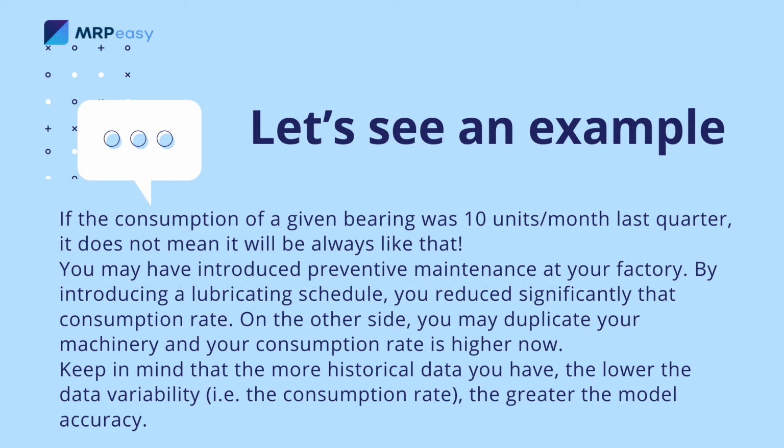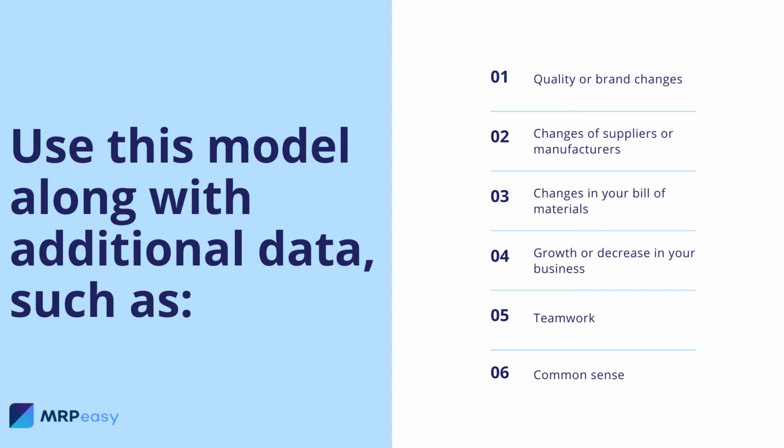Keep in mind that the more historical data you have, the lower the data variability, i.e. the consumption rate, the greater the model accuracy. Use this model along with additional data such as quality or brand changes, changes of suppliers or manufacturers, changes in your bill of materials, growth or decrease in your business, teamwork, common sense.